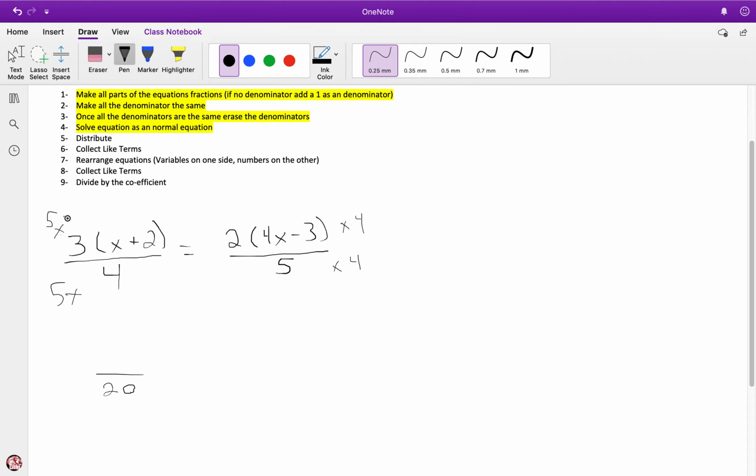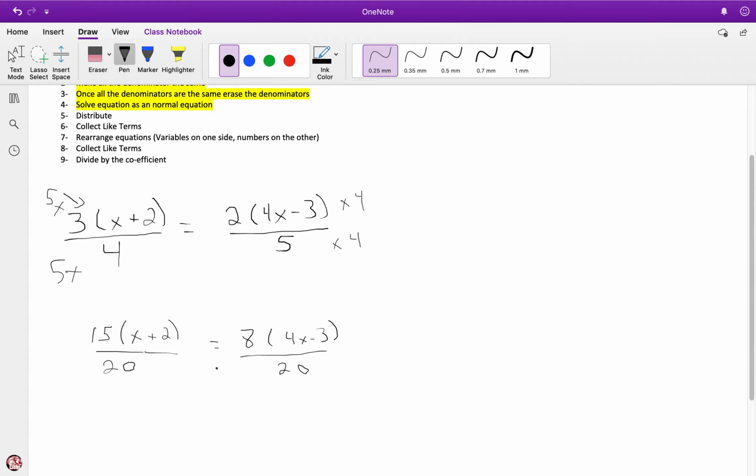Now all I'm going to do here is this part right now. 5 times 3, which is going to be 15. I'm going to leave the brackets as is. Equals 8 on the outside, because 4 times 2 is 8. And then we have 4x minus 3 inside the bracket. And then 20 out here. I do this because I'd much rather just multiply one thing instead of two things.